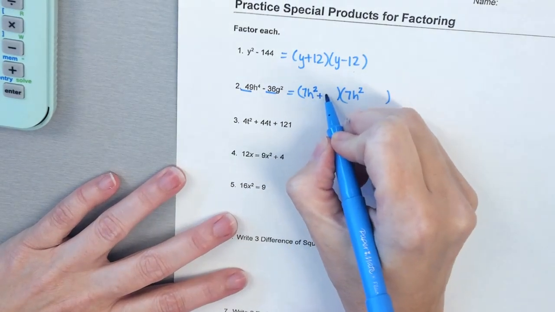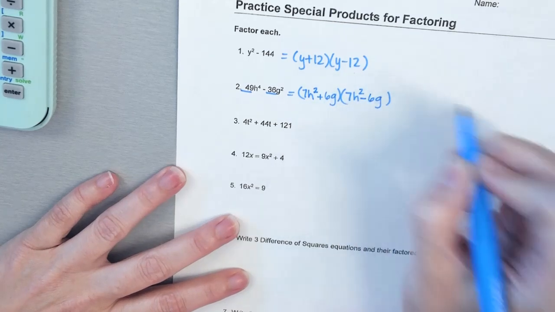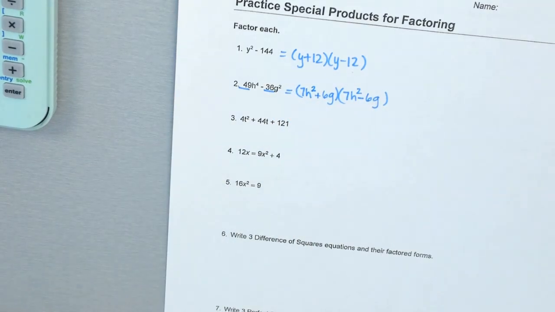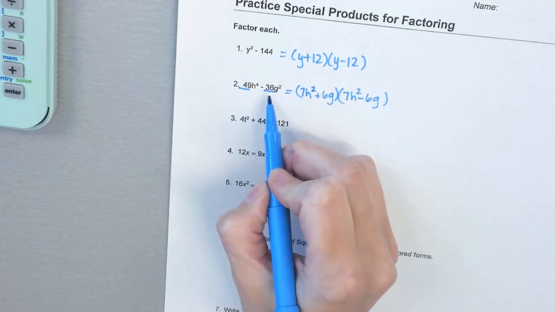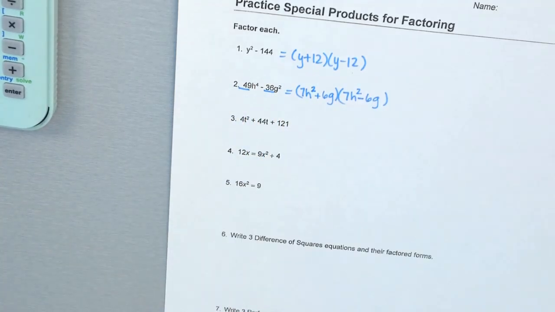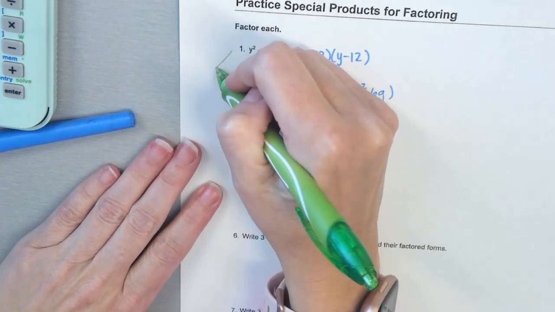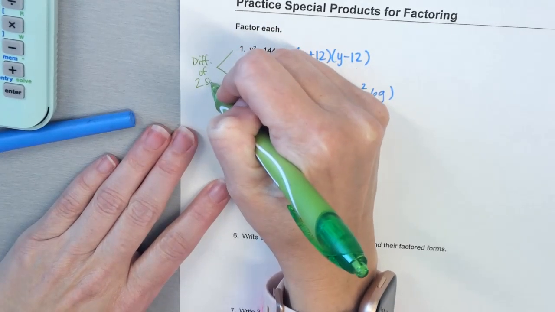Okay, here you have minus 36g squared. So again, you take the square root. One of them has to be 6g. One of them has to be negative 6g. Notice that 1 and 2 are both binomials. Anytime you have binomials, you're either going to have a GCF that you can take out, but there is no greatest common factor in 1 or in 2. So if you can't factor anything out, check for that difference of 2 squares. Okay, so both of these are the difference of 2 squares.